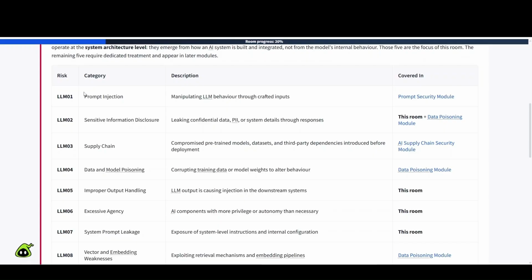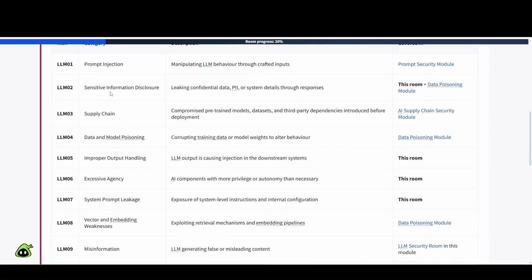Take a look at this table here. We've got the risk, the category, description, and covered in. So LLM01, prompt injection, which I'm pretty sure everyone has heard about by now: manipulating LLM behavior through crafted inputs. It says prompt security module. LLM02, sensitive information disclosure: leaking confidential data, PII, or system details through responses.